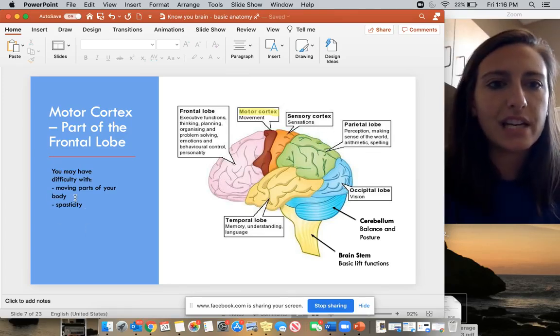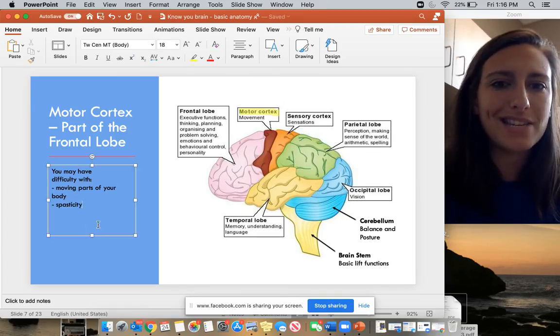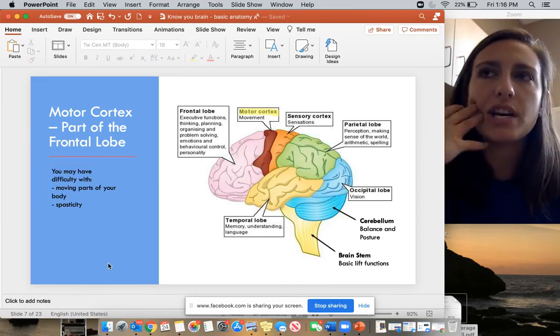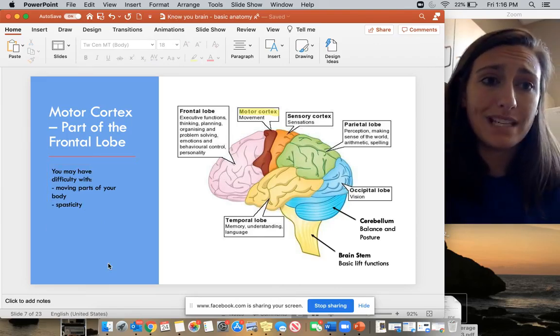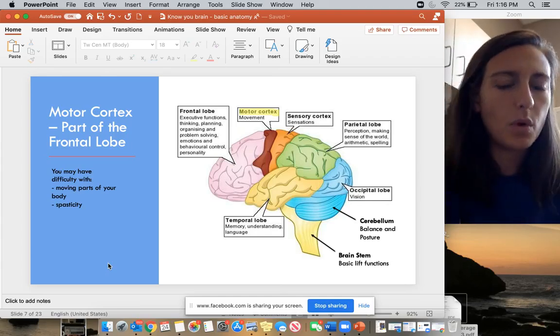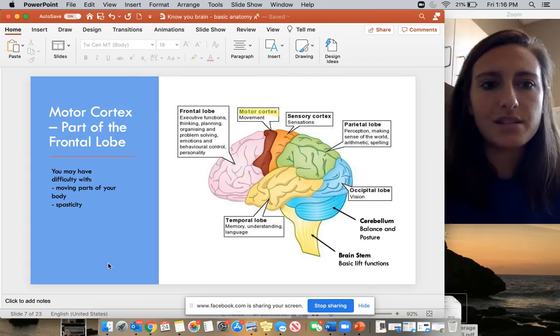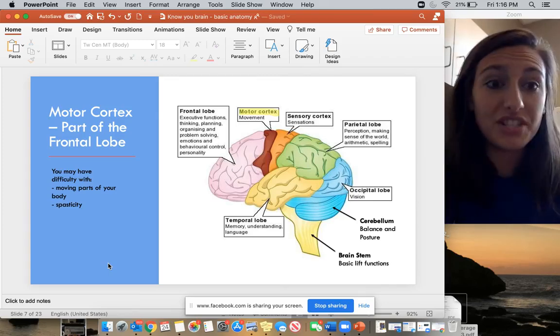I have over here that it can also be involved with spasticity. So when there's a disruption to that part of the brain, it can cause difficulties with movement, weakness, but it can also cause what we call spasticity. And we'll be covering that a little bit more in another section of this lecture series.